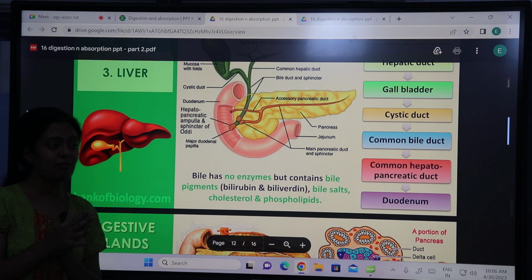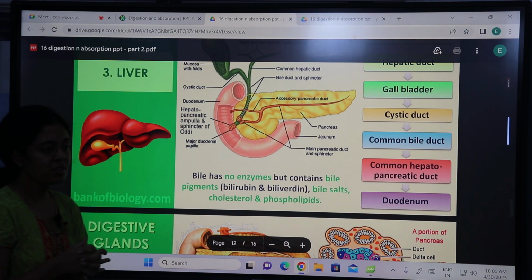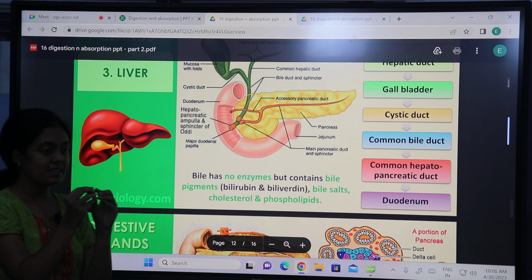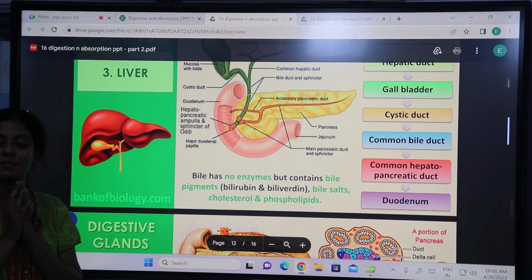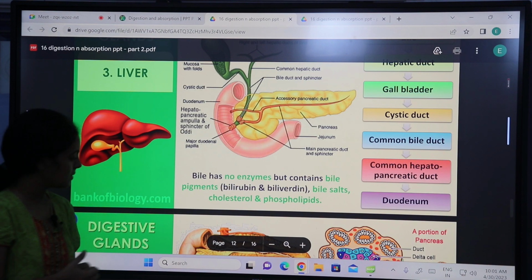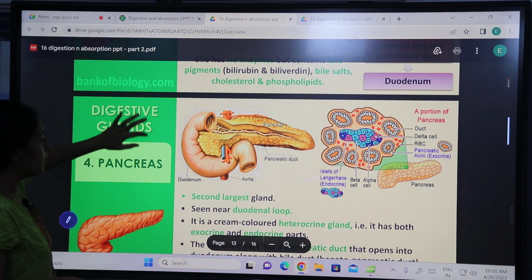What is the function of bile? Can anyone remember? Emulsification of fats. It turns fats into smaller droplets called micelles, so it makes it easier for digestion by lipases. Okay, then let's talk about the pancreas.